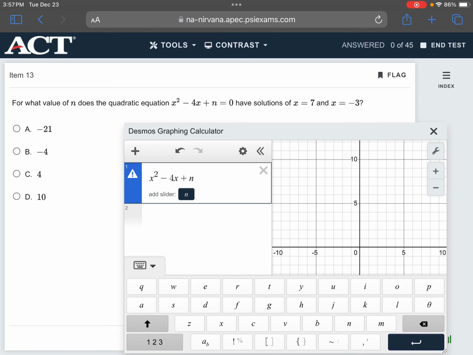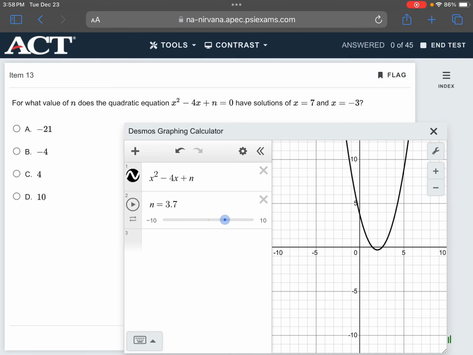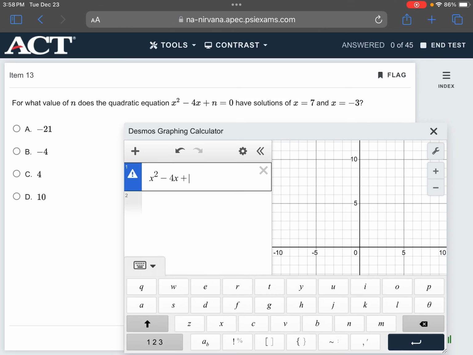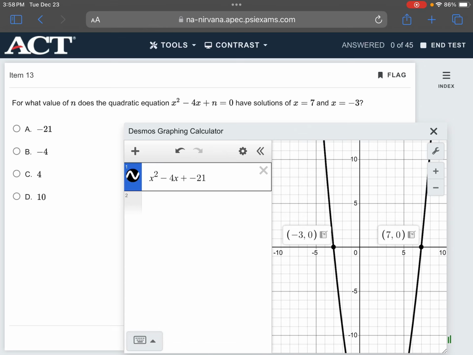So that's nice, because what we can then do is pick a value for n, and then we can see if it matches up. The slider's okay, but it's hard to get all the way up to 21. Actually, it stops me at 10, so that's kind of annoying. So what I would suggest doing is just skipping putting in n and just start putting in the values, right? So we have negative 21. If I put in negative 21, I notice that I have a solution at negative 3 and I have a solution at positive 7. So this is what tells me that A has to be the right choice.